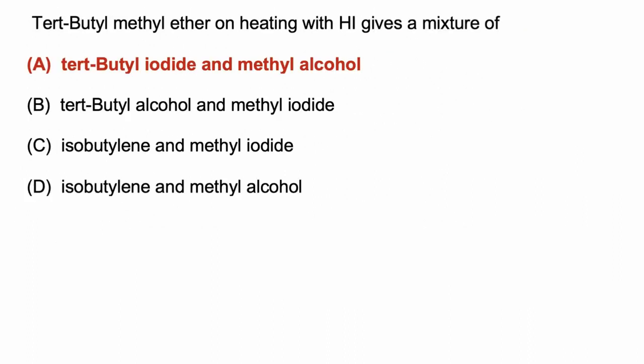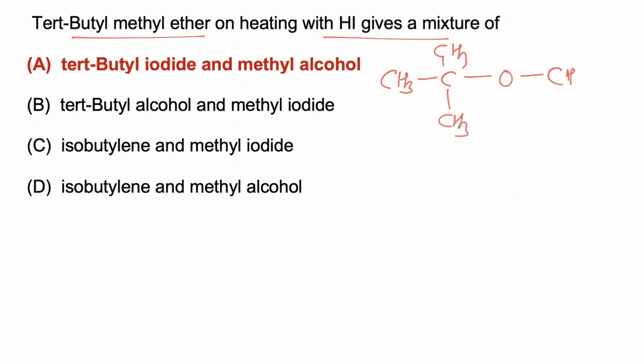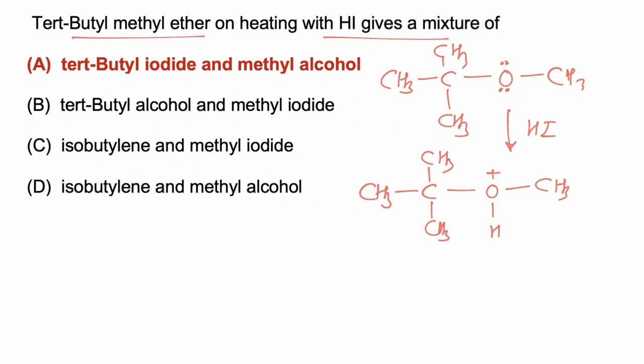In this question we have to find, when tertiary butyl methyl ether is treated with HI, which product is formed? So tertiary butyl methyl ether on reacting with HI, first the oxygen gets protonated and an oxonium ion salt is formed.